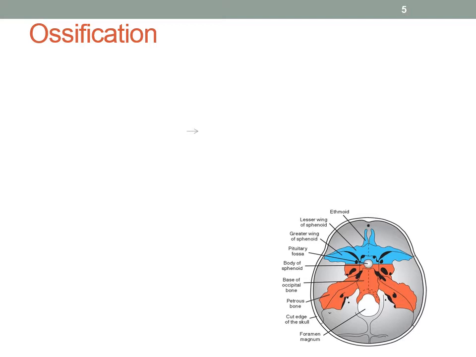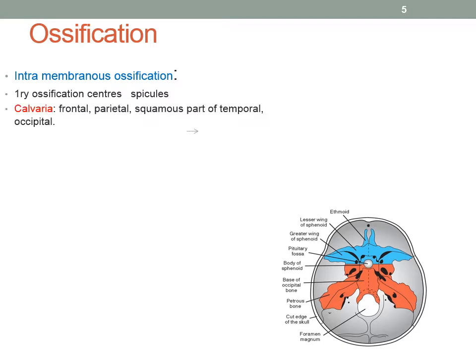Let's talk a little bit about the ossification of the skull. We have the intramembranous ossification. Firstly, primary ossification centers form spicules, and the intramembranous ossification is seen in the calvaria. In the calvaria: the frontal, parietal bone, squamous part of the temporal bone, and the occipital bone. And also, it's seen in some of the facial bones: nasal, the lacrimal bone, the maxilla, zygomatic, palatine.